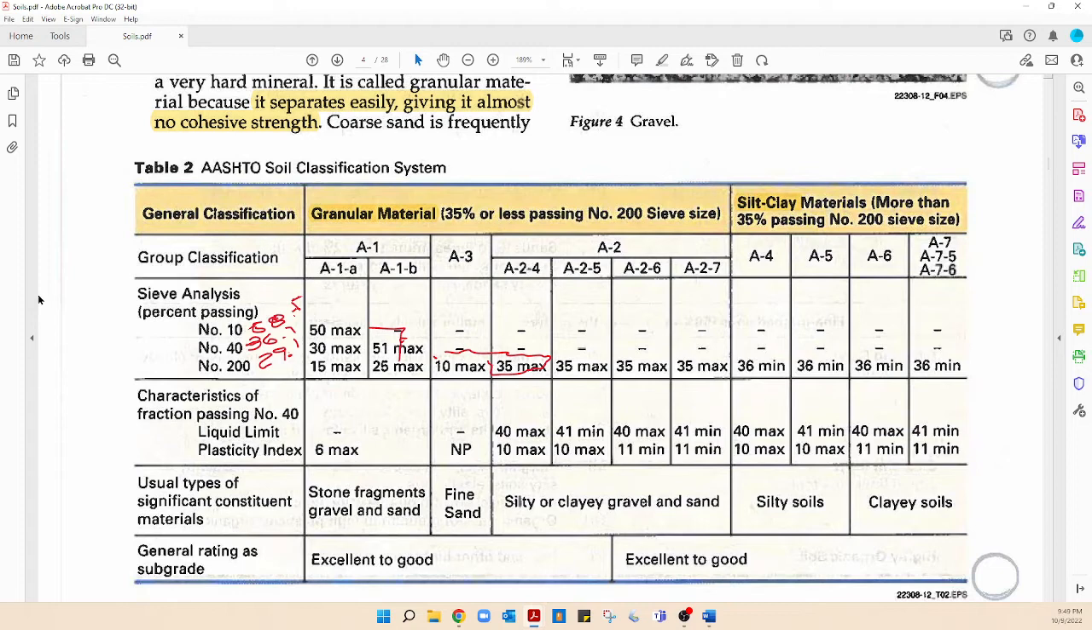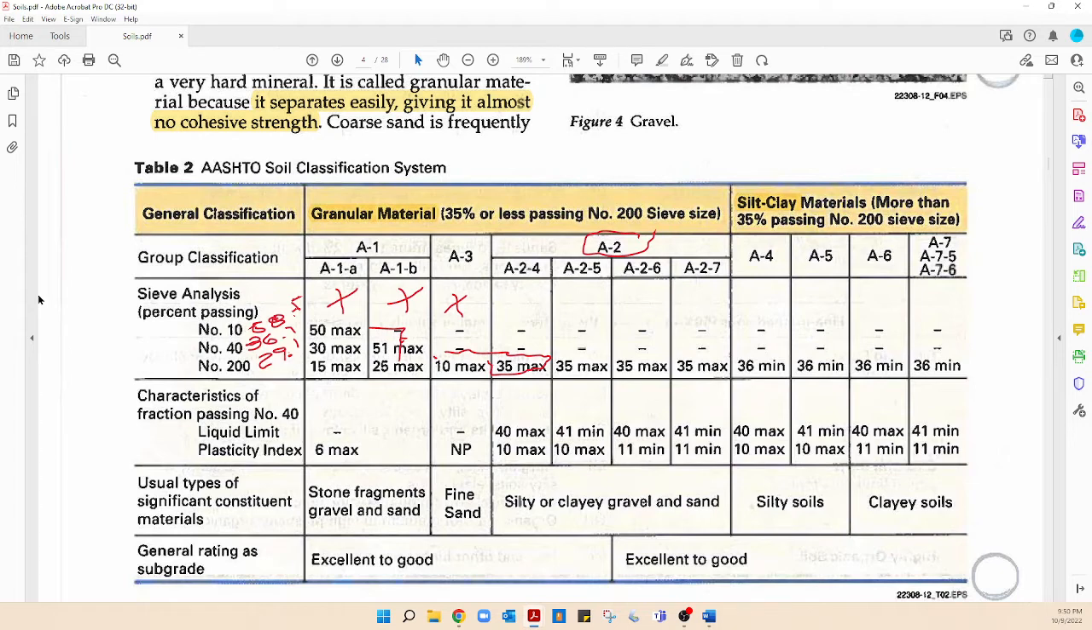So we have completed. This is no good. We're not here. This is no good. We're not here. And this is no good, just because we can't make these percent passing percentages line up with what's allowable in here. So where we finally ended up is we know we have an A2 soil, because we got over into that group.